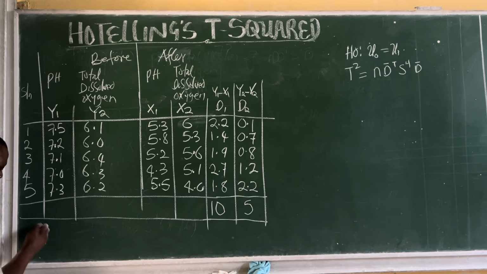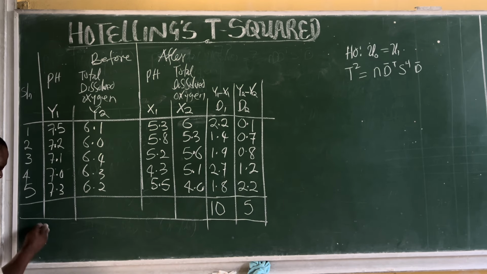Okay? Now our D2, D bar 2 will be equal to the summation of D2 all over N. Remember, in this case, we can call this N1 and call this N2, which will be the sum of D2 is 5.